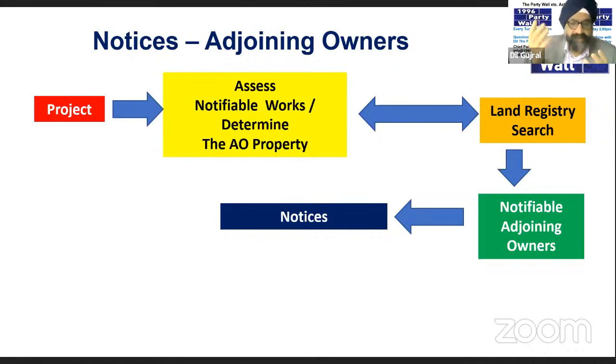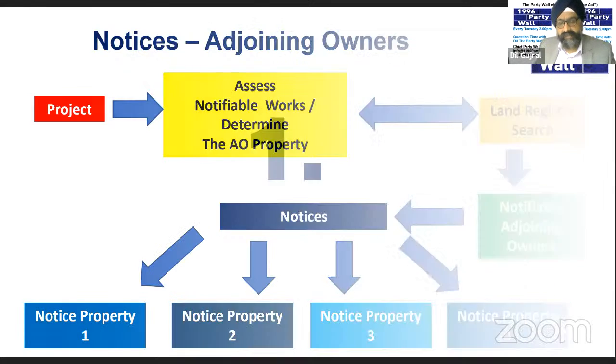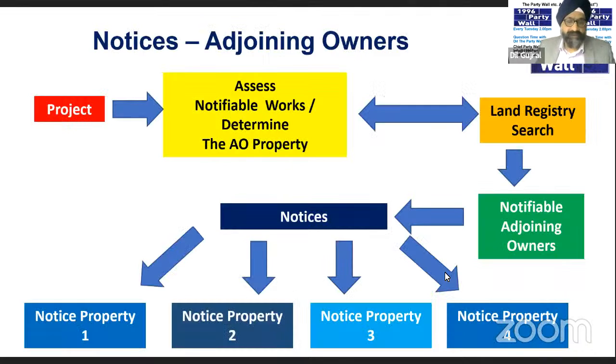So they could be owned by limited companies. So these are the notices. And then you create the notices for each of those. Yeah. So in my example, I've jumped a bit, got four owners that are notifiable, 4 properties that are notifiable. Obviously, they're going to be addressed to the owners.